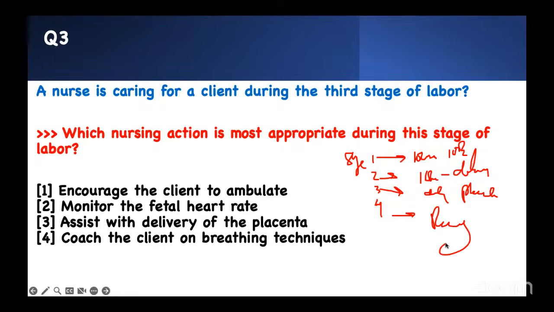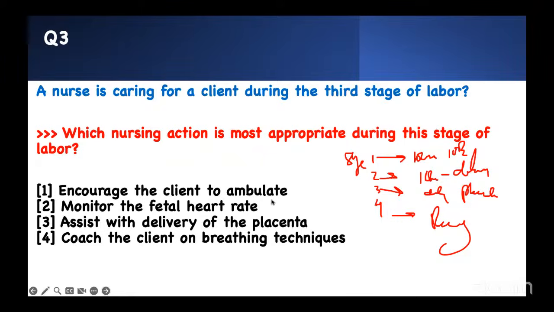You see, so when he asks you the question, go back to your content, analyze it. And he said, Mommy is in stage three. And I just told you, stage three is what? The most important is what? Delivery of the placenta, right? So, what would the nurse do?